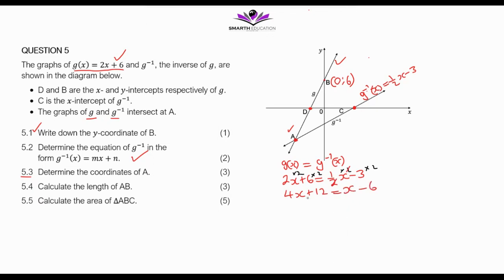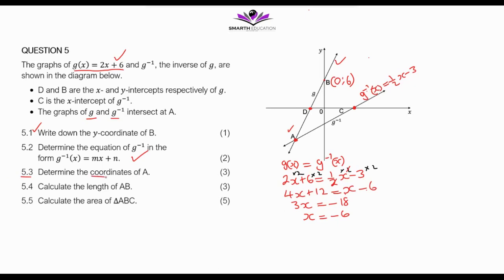Then we can collect like terms. 4x minus x, that is 3x. And then negative 6 minus 12, that is negative 18. Then we divide by 3 on both sides of the equation. x is equal to negative 6.